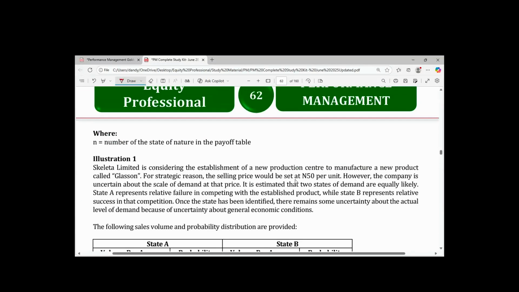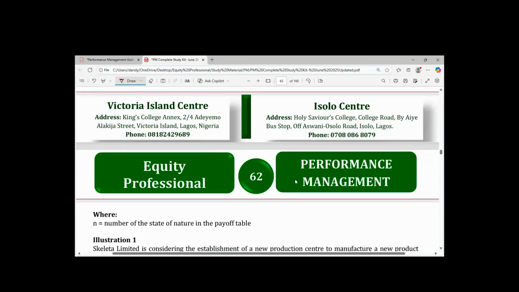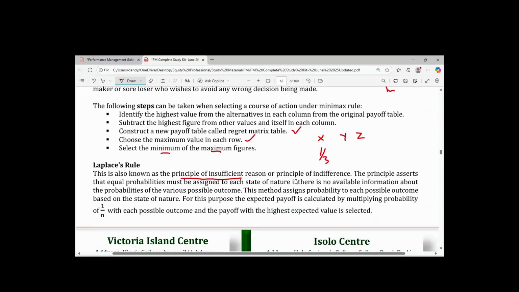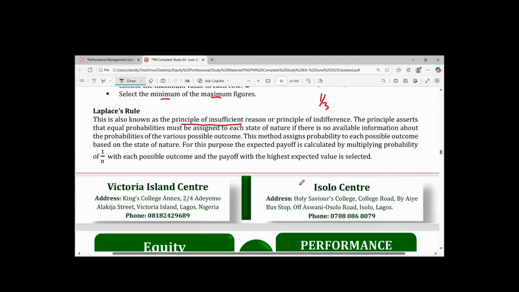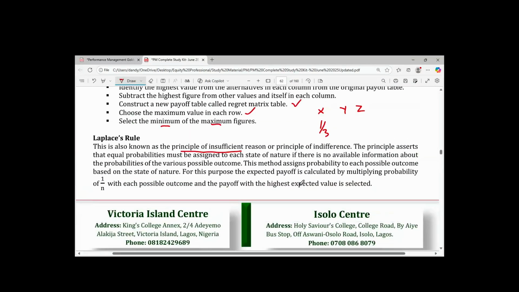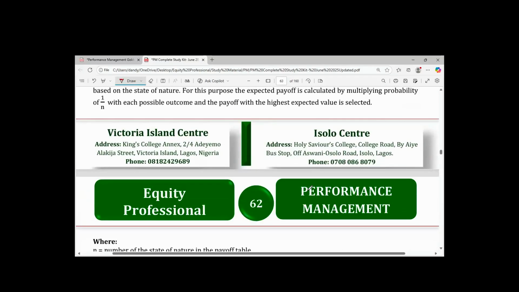Now, the final area we are going to talk about is the attitude of the decision maker to risk. The attitude of the decision maker to risk is not in this material. Let me mention it because the examiner can ask you. Let me look for a space.